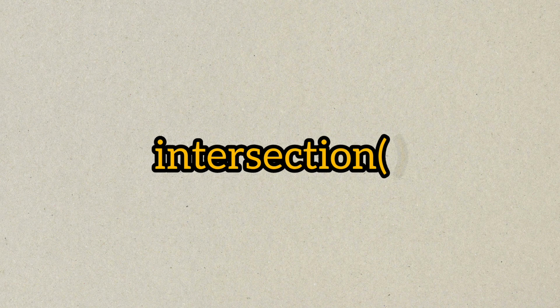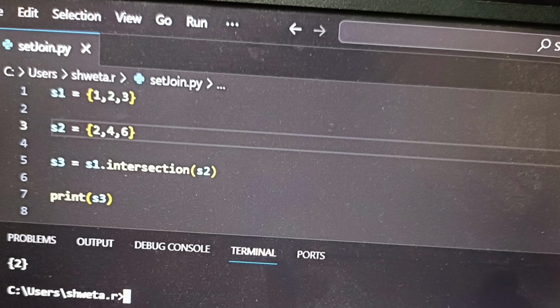Next is intersection. This method will return a new set that only contains the items that are present in both sets, that is, common items that are present in both the sets. Other than the intersection method, we have the AND operator to perform this action.